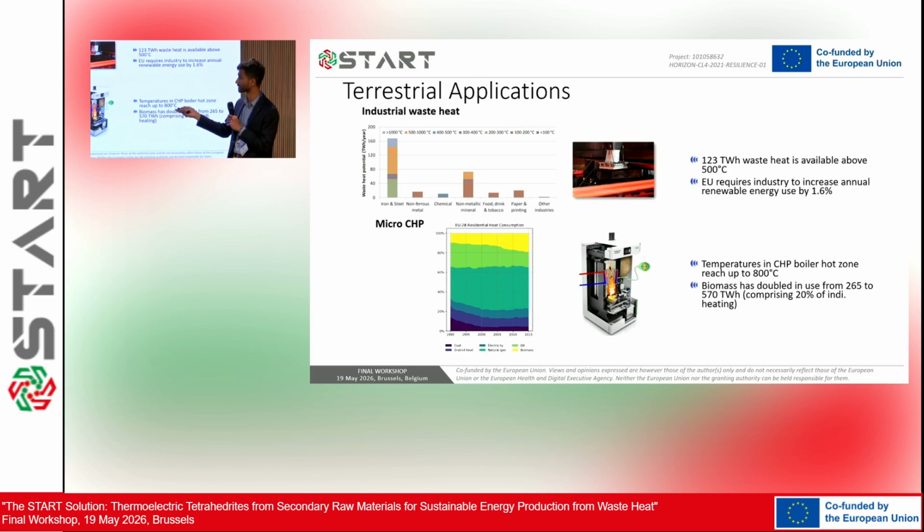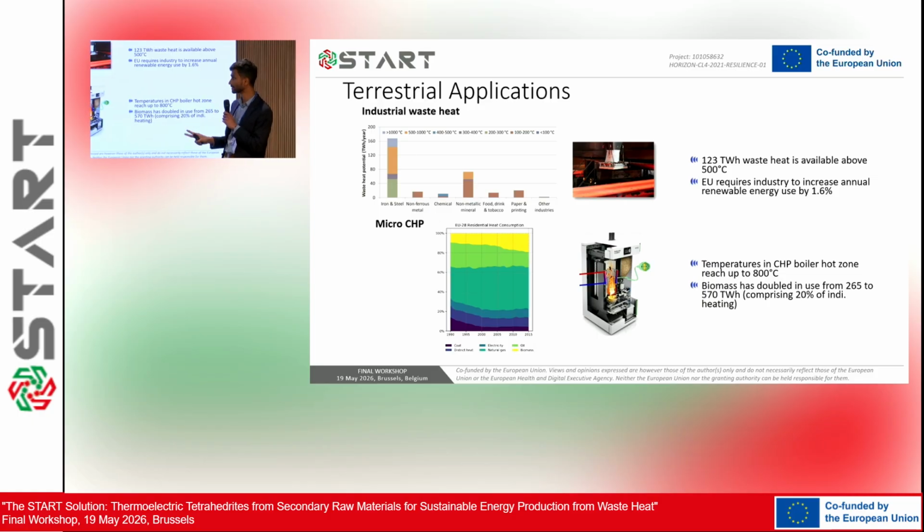While for the terrestrial applications, we are focusing more on the mid temperature. This is what we have seen based on a lot of literature, that there is quite a bit of waste heat in heavy industry. Up to 123 terawatt hours of waste heat is available at 500 degrees centigrade, depending on the final end use. And the EU is requiring a lot of these heavy industries to start pivoting towards renewable energy use each year, so they need to increase that more and more.